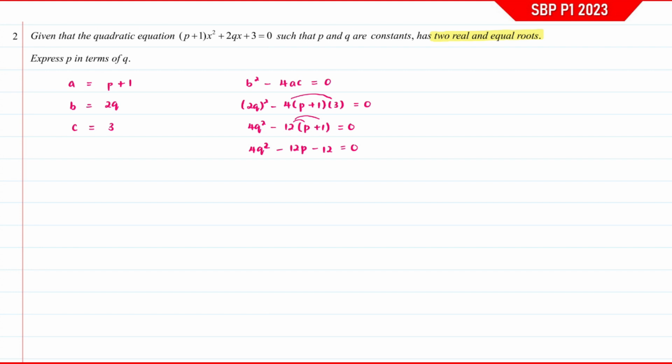As we want to express p in terms of q, we're going to let p become the subject. So here I'm going to move this negative 12p to the other side. It will be positive 12p equals 4q squared minus 12. So next I'm going to move the 12 to the other side. It will become divided by 12. So here we can simplify each term by dividing it by 4. So p is equal to q squared minus 3 over 3.